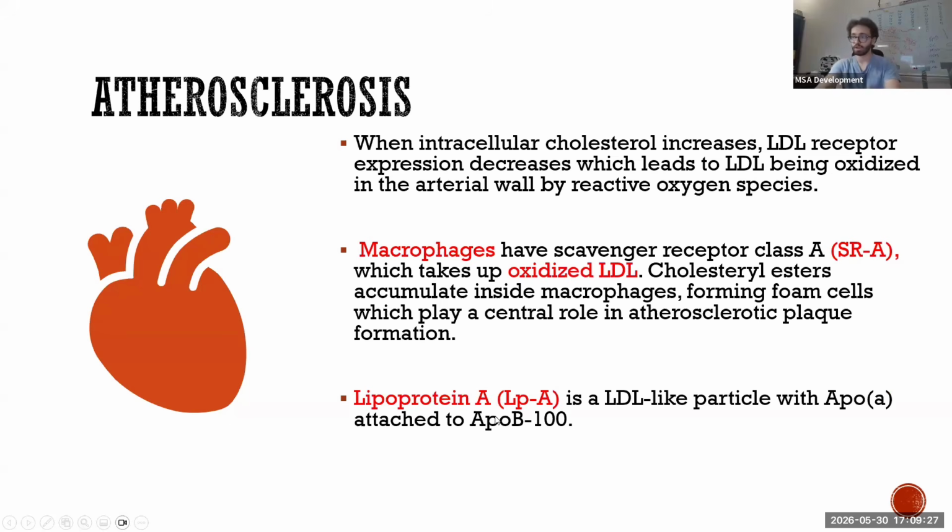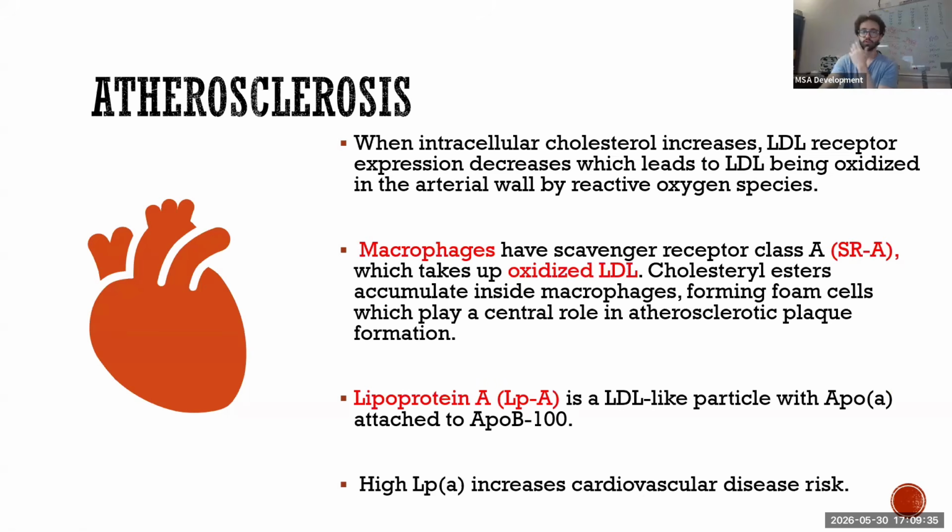So as we said, lipoprotein A is the mutant form of the ApoB100 that is found in LDL that is bad, which causes atherosclerosis. So high LPA, lipoprotein A, increases cardiovascular disease risk. Of course, lipoprotein A is different than apoprotein A. Apoprotein A is the one of HDL. This is lipoprotein A, something different.